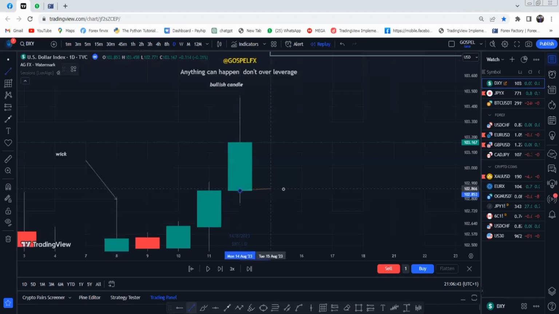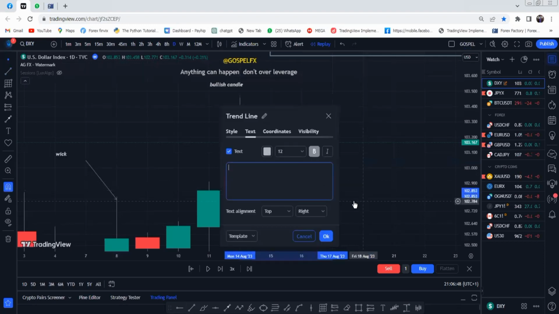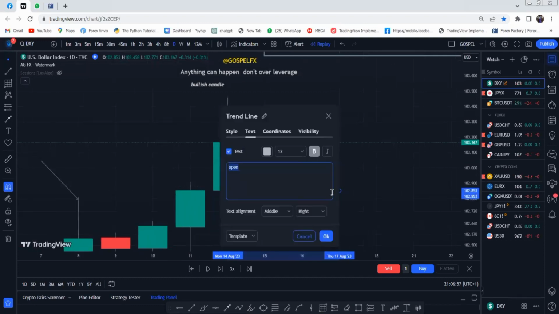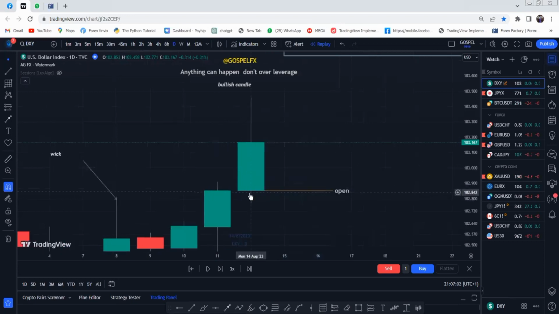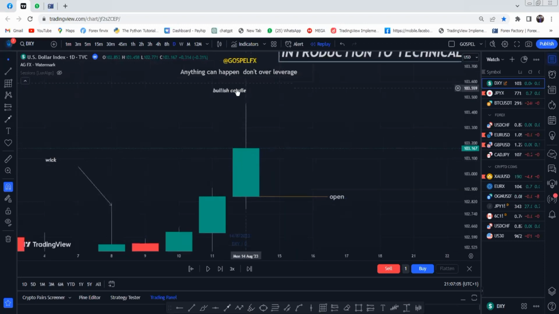So for a bullish candle, this is the opening price. Let me write that: open. That's the open. This is the opening price for this particular candle. Let me make it a little bit bigger. This is the opening price of this bullish candle.